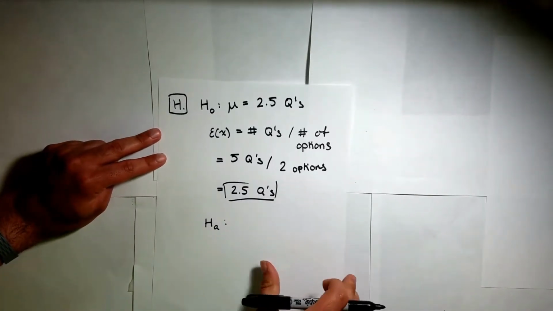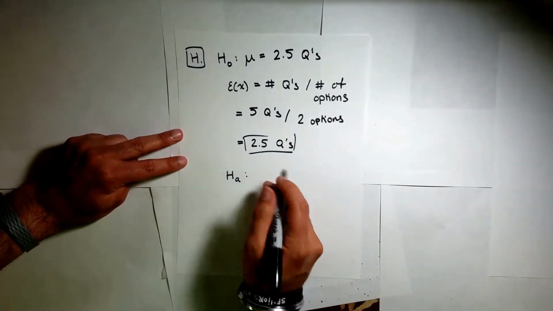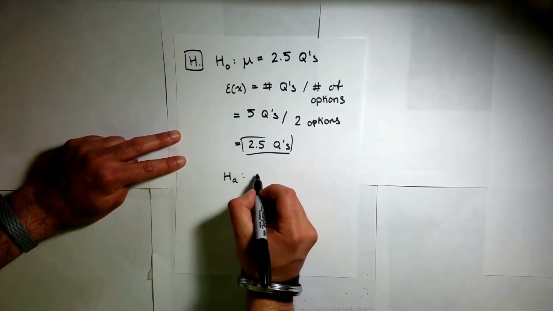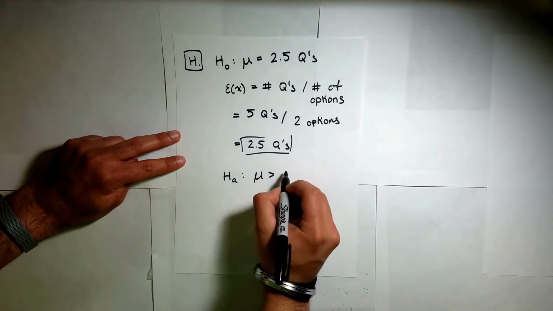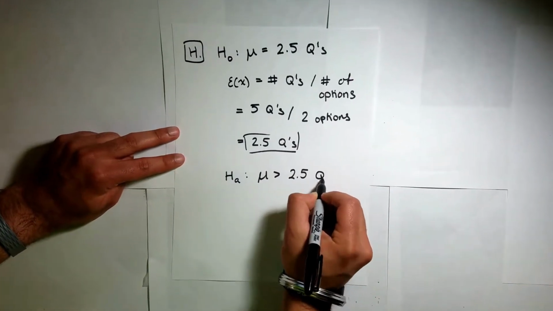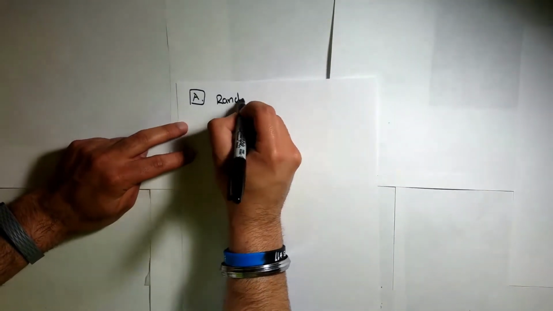To find the next hypothesis, which is the test hypothesis, we predict that the students should get more than 2.5 questions correct on average, and thus we have. Next, we will do the A step.